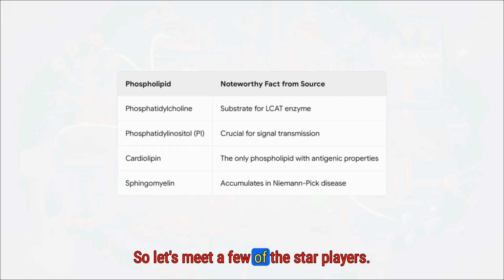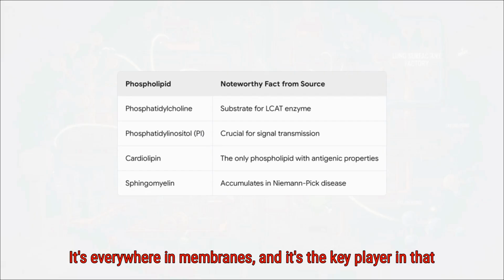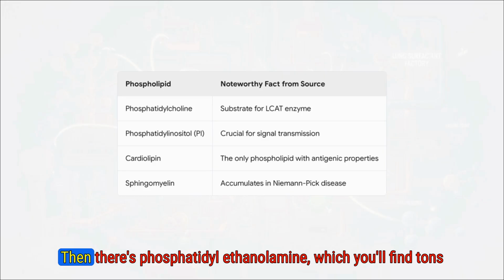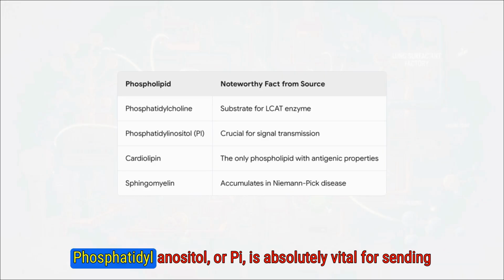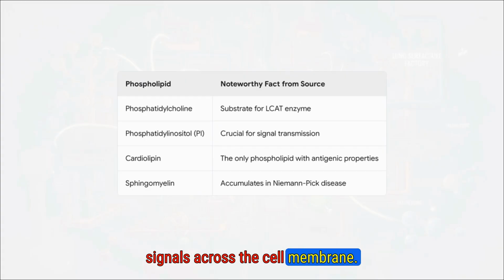So let's meet a few of the star players. Phosphatidylcholine, or lecithin, is a real workhorse. It's everywhere in membranes, and it's the key player in that lung surfactant. Then there's phosphatidylethanolamine, which you'll find tons of in your brain and nerves. Phosphatidylinositol, or PI, is absolutely vital for sending signals across the cell membrane.